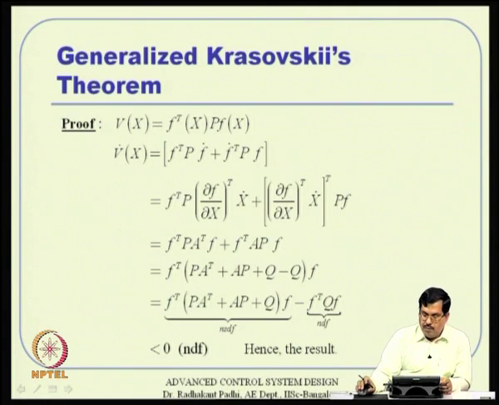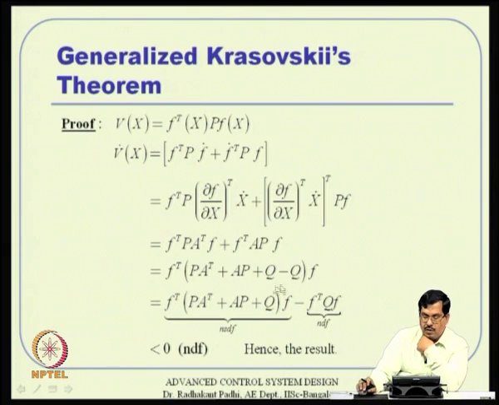So, what is the proof part of it? If I take V of x equal to, let us say, f transpose P f, then V dot will follow through this algebra, which is very straightforward anyway. We have done it before, but this time the P matrix will come into the picture here, and then you substitute f dot, and again x dot is f. So, we will end up with this kind of thing.